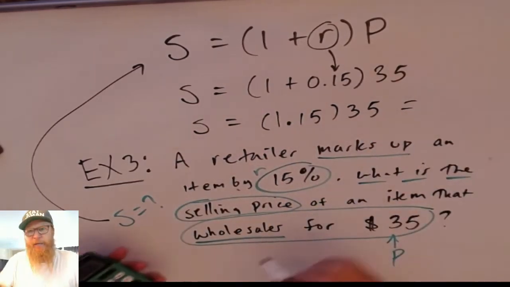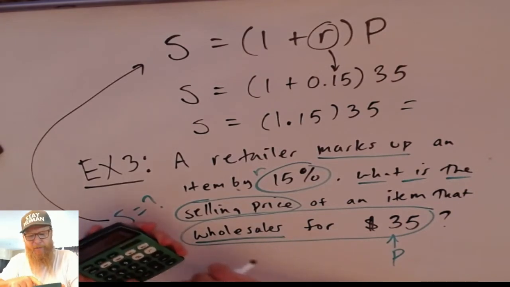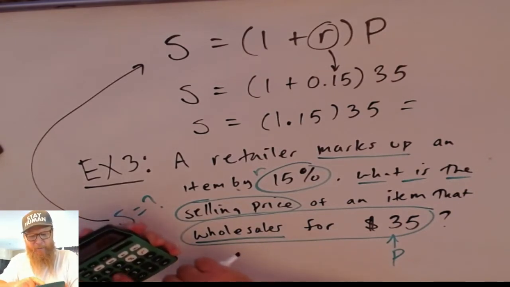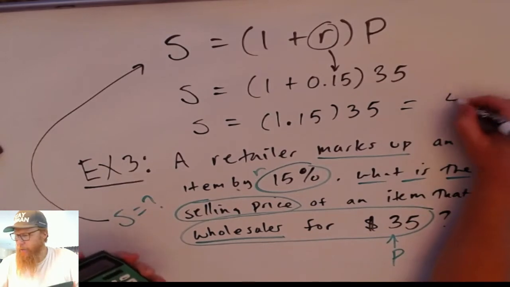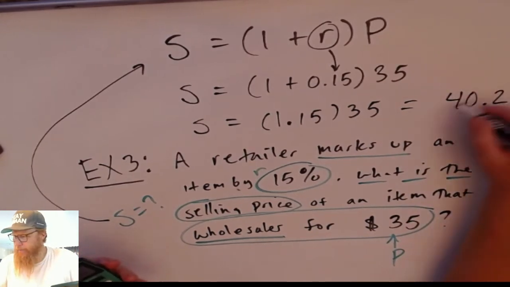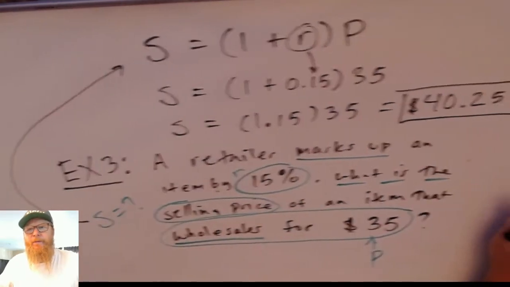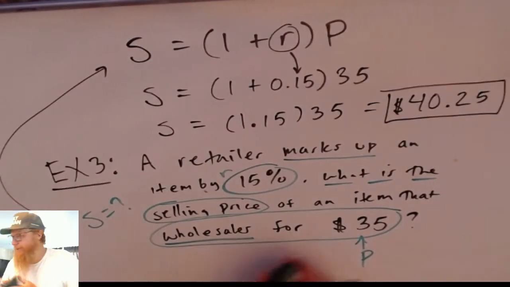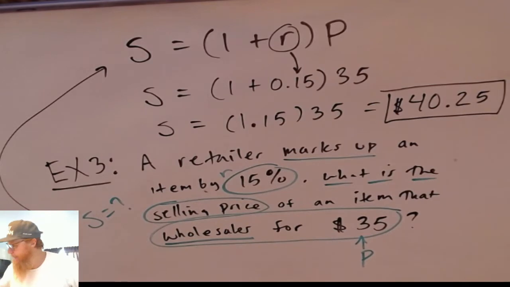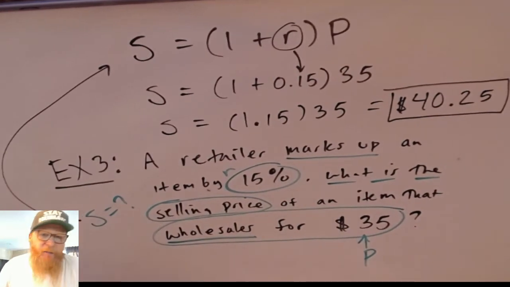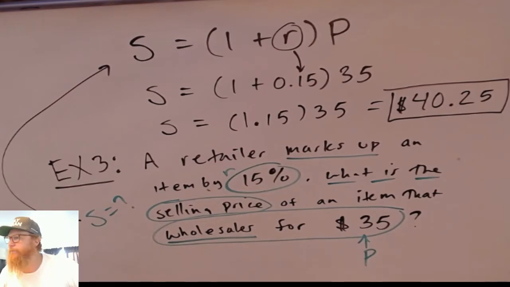I'm going to go ahead and just put the answer over here. So $35 times 1.15 is $40.25. This would be the sale price, or the selling price. I'm not saying that it's on sale. It's actually been marked up.